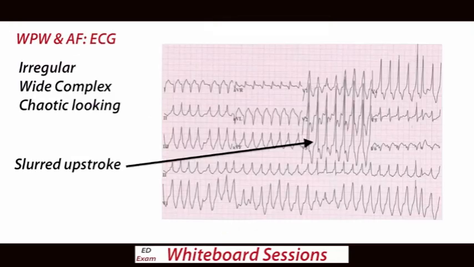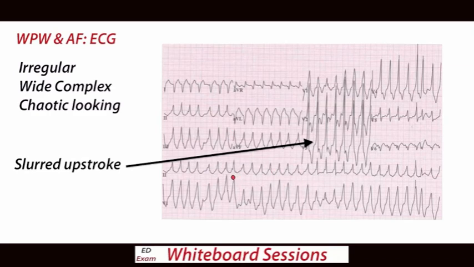This is a quick show of the Wolff-Parkinson-White and atrial fibrillation ECG. It's a bit of a classic to show up in exams. It showed up in my fellowship exam actually, and it's a bit of a spot diagnosis. There are no other conditions that cause this particular ECG appearance.